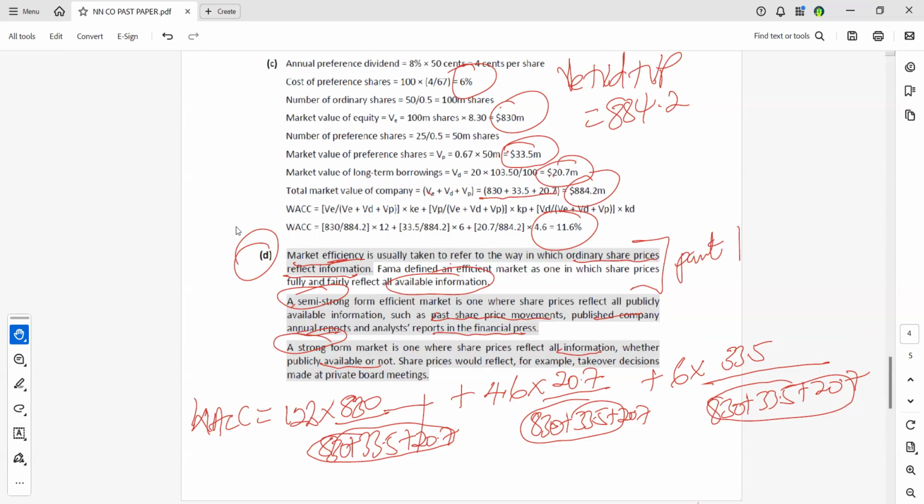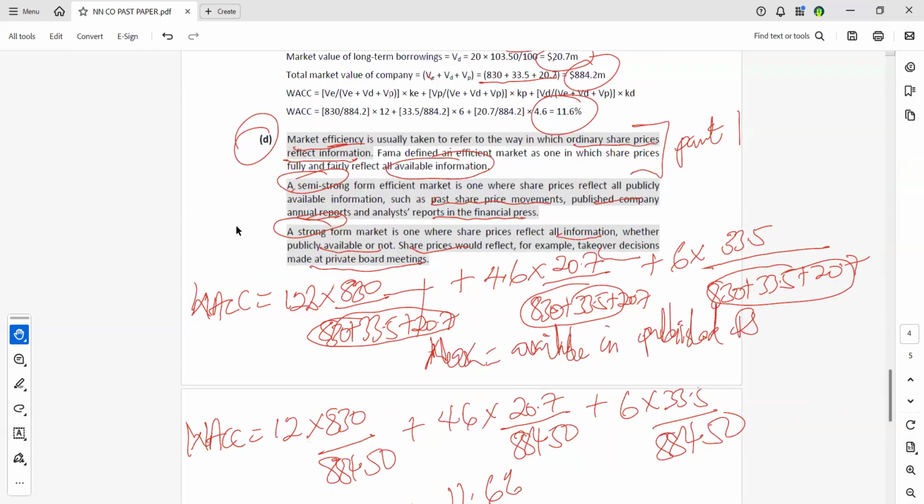This form is a strong one, but it doesn't normally exist. Share prices would reflect, for example, takeover decisions made in private board meetings. So when they talk about weak form, the weak form only considers issues of information which are already available in published financial statements, published FS.